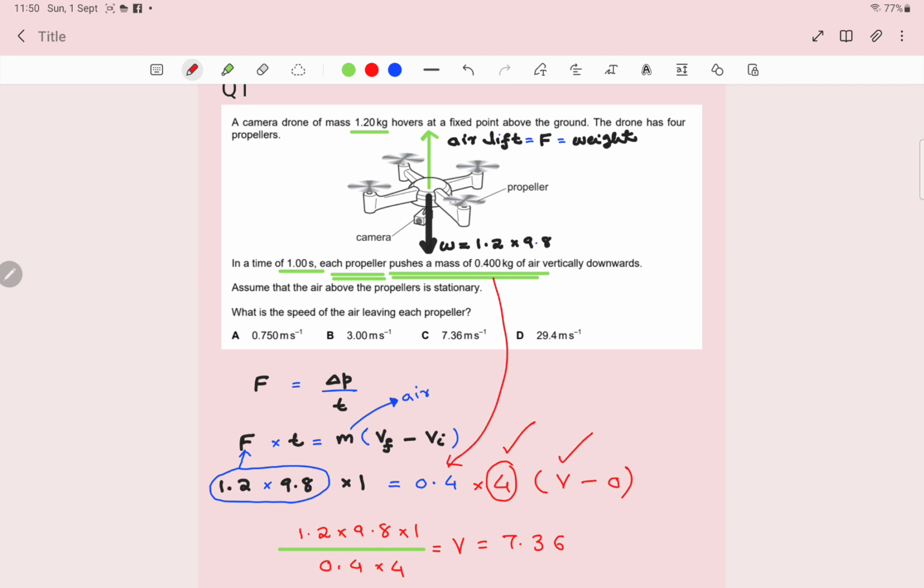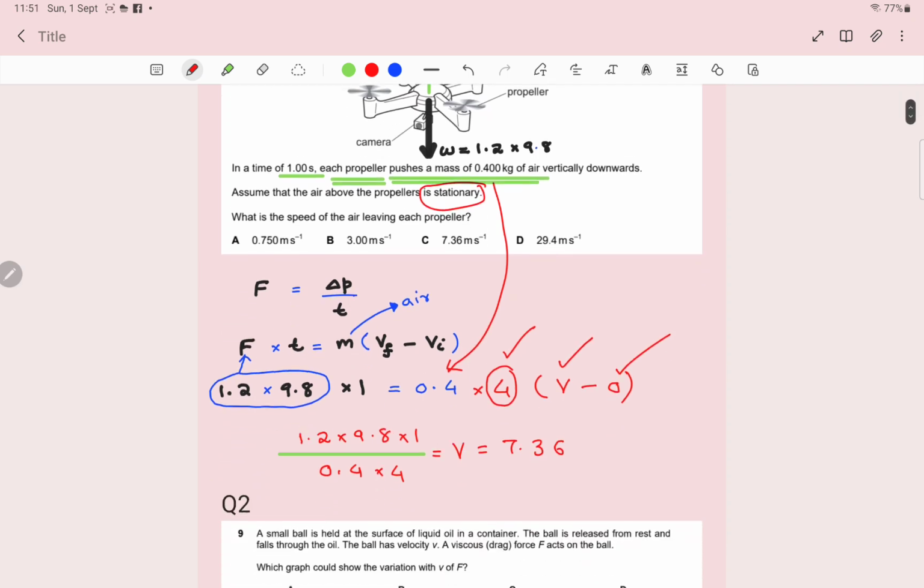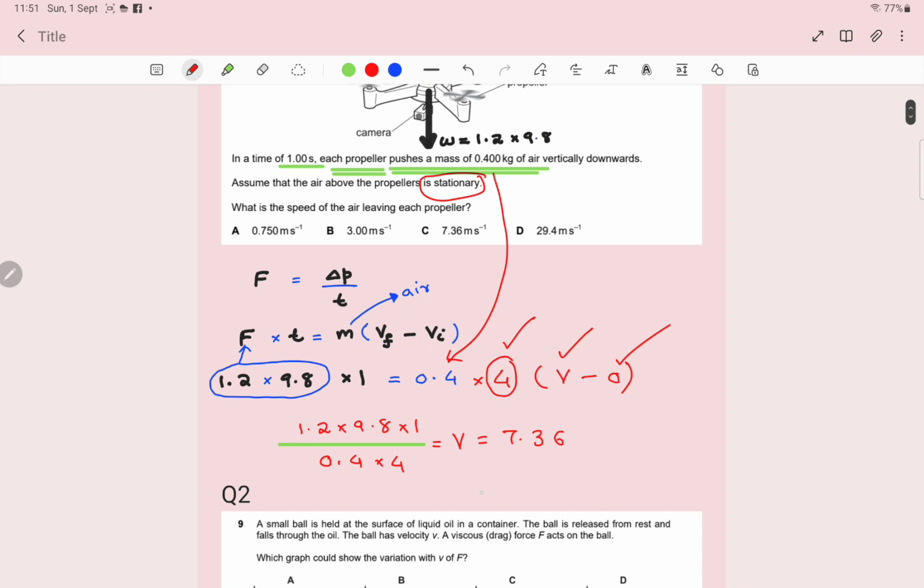We have to calculate the final velocity, and it is given that the initial velocity is 0, stationary, you can consider, and then you can calculate the value of v. This value of v is 1.2, it is the weight, time is 1 second, mass of air is 0.4 kg, and for 4 propellers it is multiplied with 4, so the final answer is 7.36. 7.36, and it is a very difficult question really.